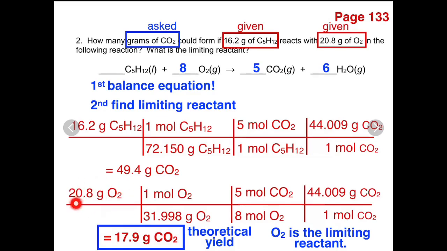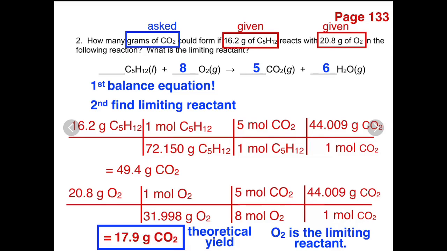This is how much oxygen you have, so you can make only this much CO2. You don't have enough oxygen to make that much CO2. Therefore, oxygen, the reactant, is the limiting reactant. This amount of CO2 calculated from the amount of oxygen is called the theoretical yield. Theoretically, this is how much you can make, or obtain.